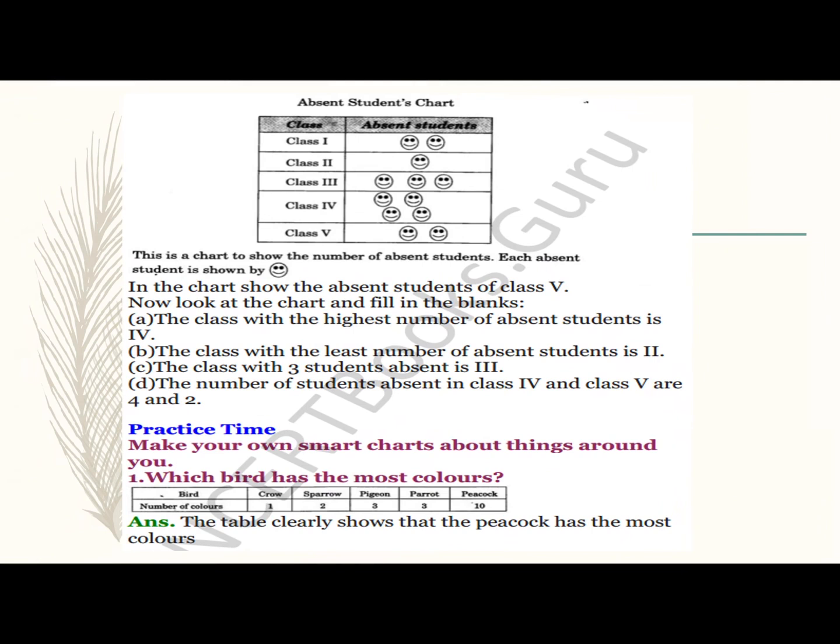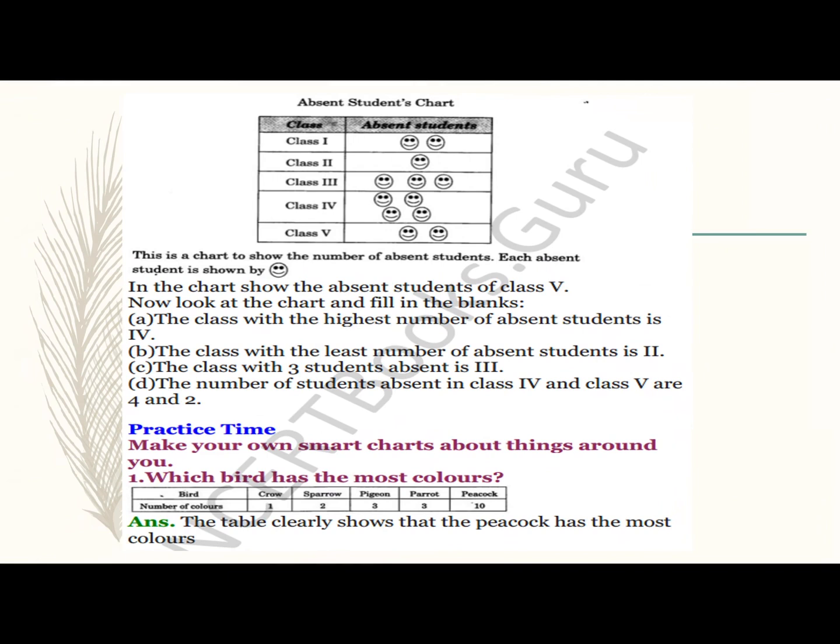Yes, now again another absentees chart. Just now I told you, class 1 has 2 students absent, class 2 has 1 child absent, class 3 has 3 students absent, class 4 has 4 students absent, class 5 has 2 students absent. So this is a chart to show the number of absent students. Each absent student is shown by a face.